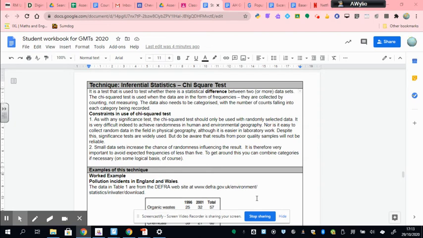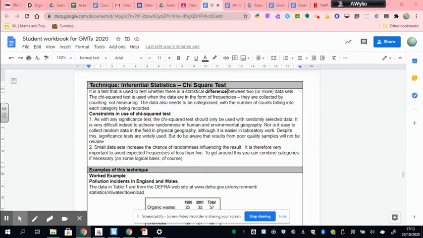So a chi-square test is very different from the tests you may have already come across, which are Pearson's and Spearman's, because these are tests which look for the statistical relationship between two data sets, so how correlated they are. In chi-square, we're actually looking to prove that there is or is not a statistical difference between two data sets. And there's a number of reasons we might be interested in doing that.